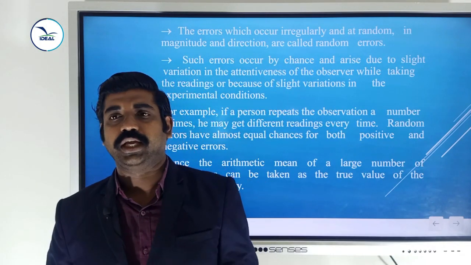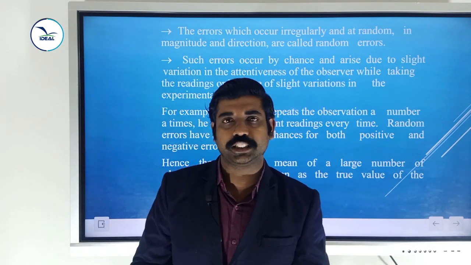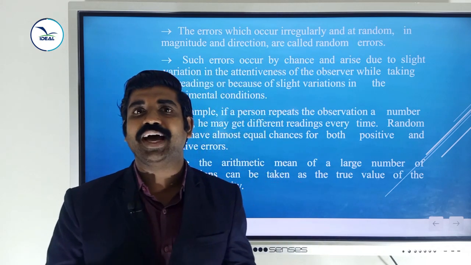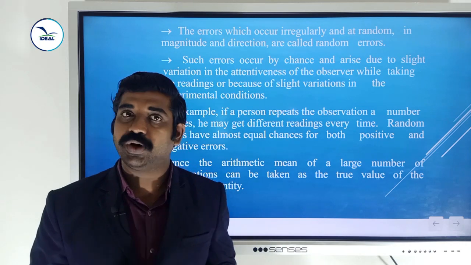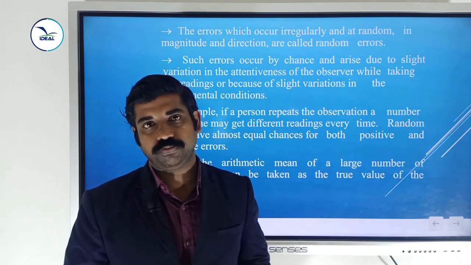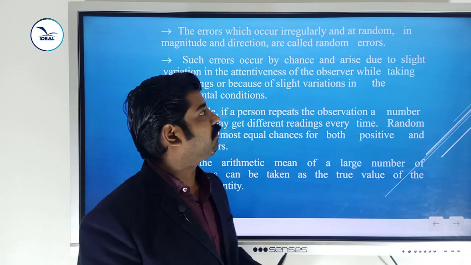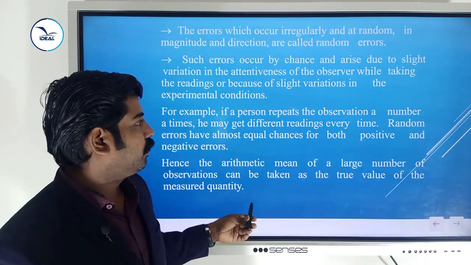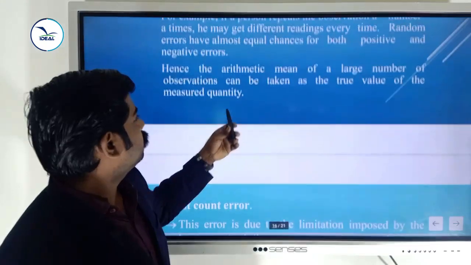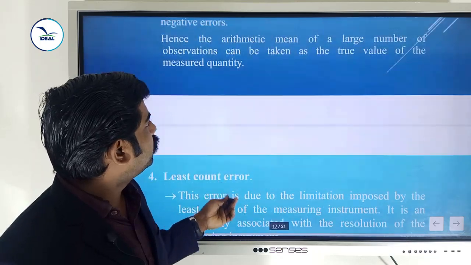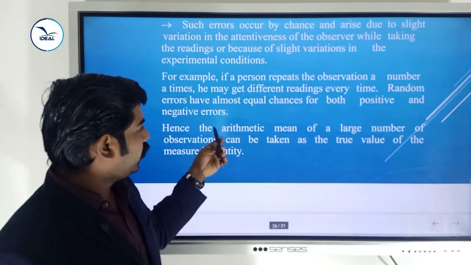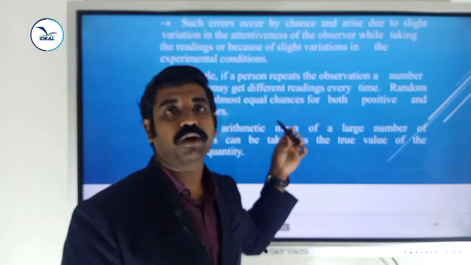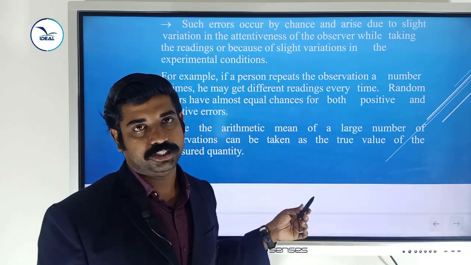Basically, we can say that if we are doing an electrical experiment, the voltage may vary. Due to that variation, there is some variation in our measurement also. That is the random error. We can reduce these random errors by taking the arithmetic mean of the observations.